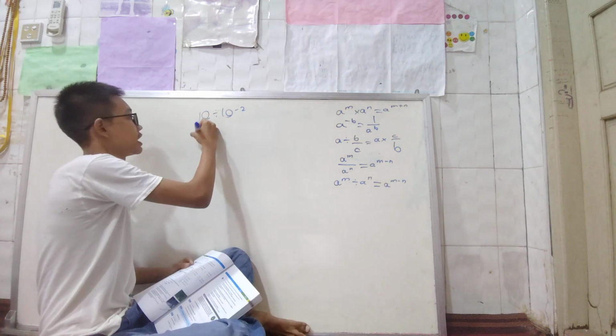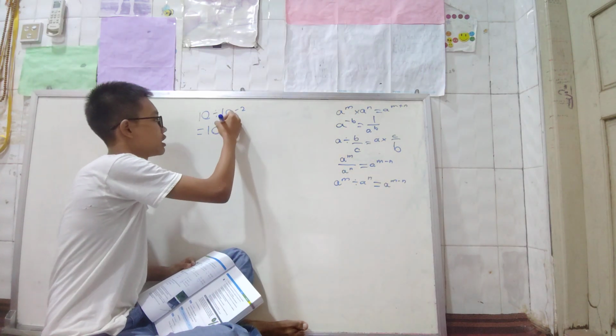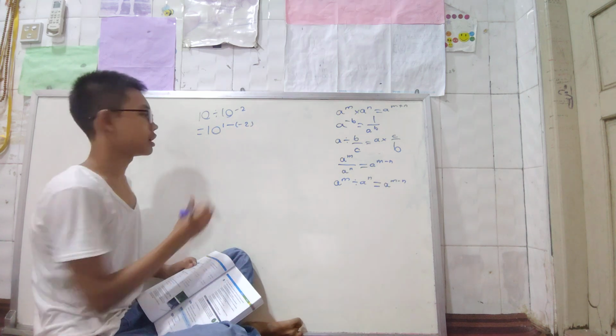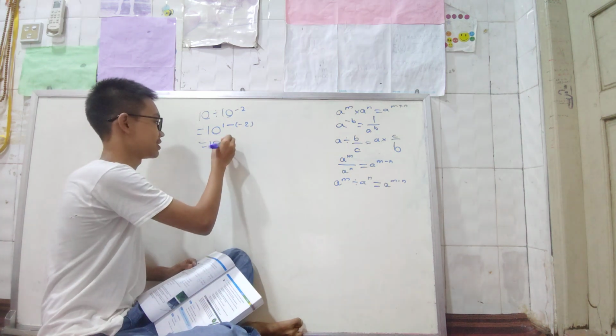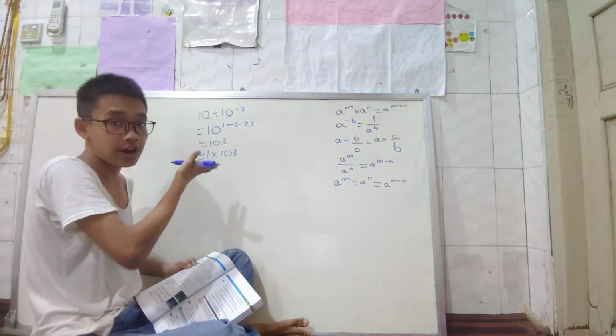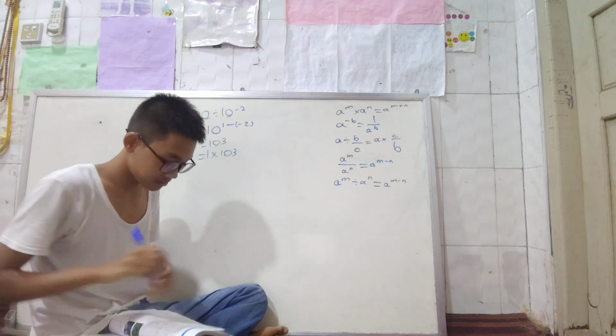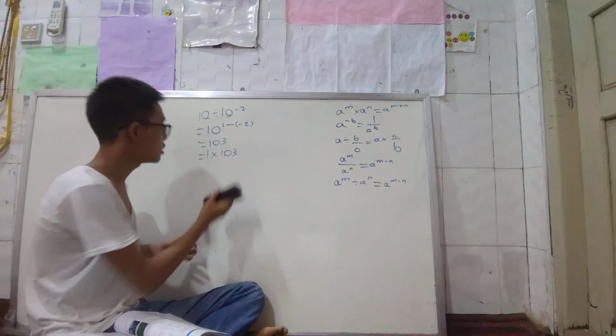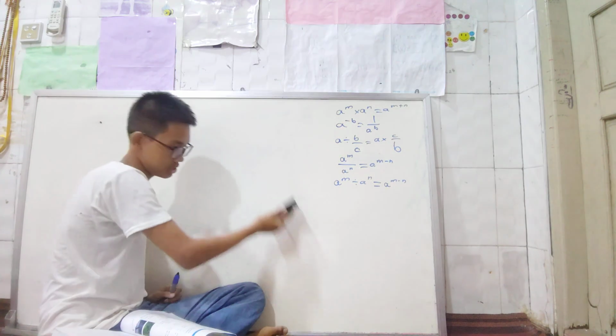So 10 divided by 10 to the power of minus 2 is going to be 10 to the power of 1 minus minus 2. Minus minus is plus, right? 1 plus 2 is 3. So 1 times 10 to the power of 3. Standard form.